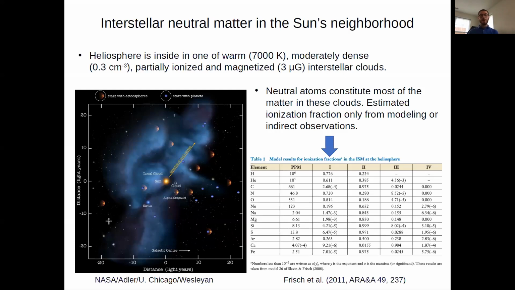So I will continue. We are in a part of the interstellar medium that has some structure, and we simply would like to look into that. So what is neutral? How large a part of this is neutral?